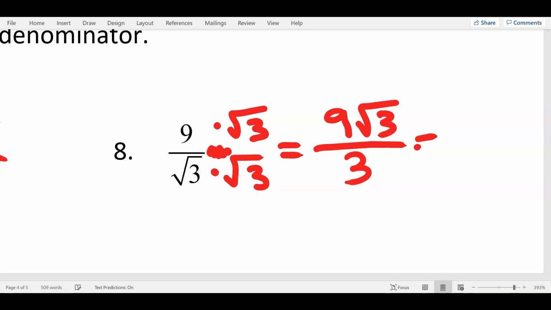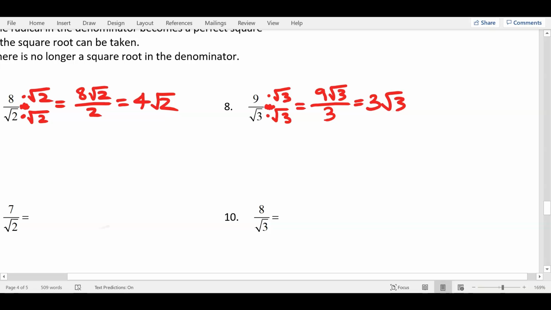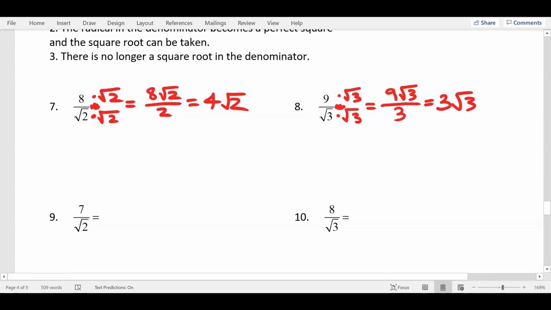And then, can I reduce those whole numbers, or the coefficients? Yeah, 9 over 3 is what? 3. Bring down the square root of 3 next to it. Okay, I'll give you all a minute. I want you to try number 9 and 10.